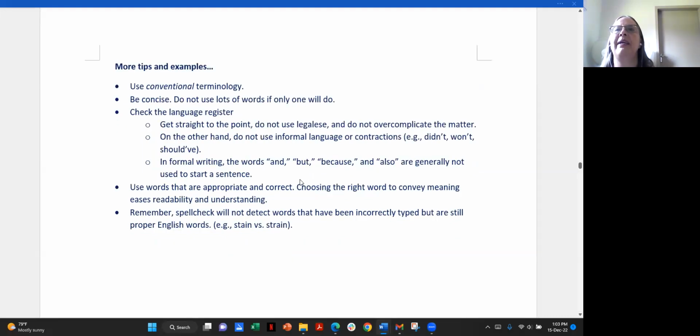Words, when you use them, must be appropriate and they must be correct. It's very important to choose the right word to convey the meaning so that your audience understands. I'll show you an example just now.